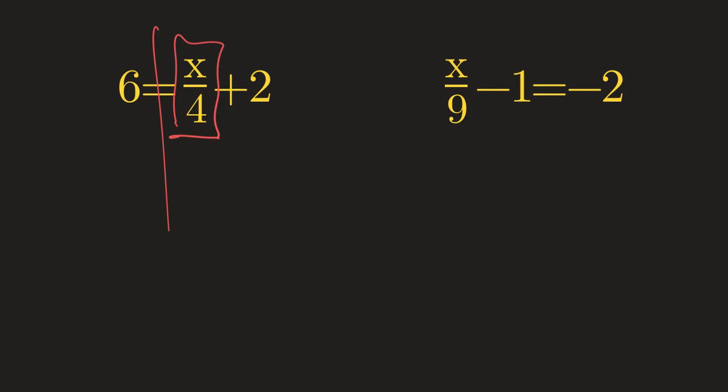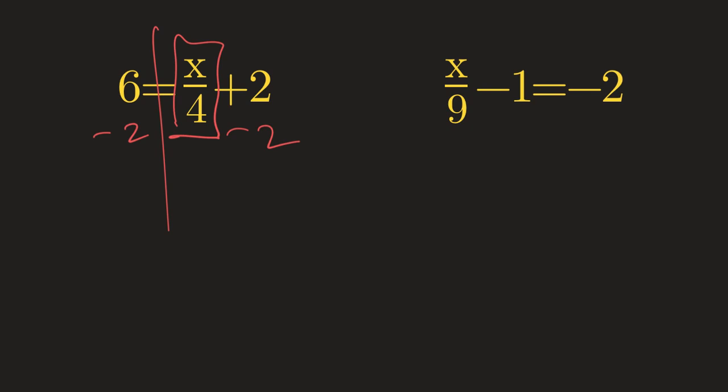Whatever term contains my variable, that's what I want to try to isolate first. So the x over 4, we're going to need to get that by itself on the right side first. Well, what else is on the right side with that? 2. How are we going to get rid of positive 2? Subtract 2 from both sides. Subtract it from the right, subtract it from the left.